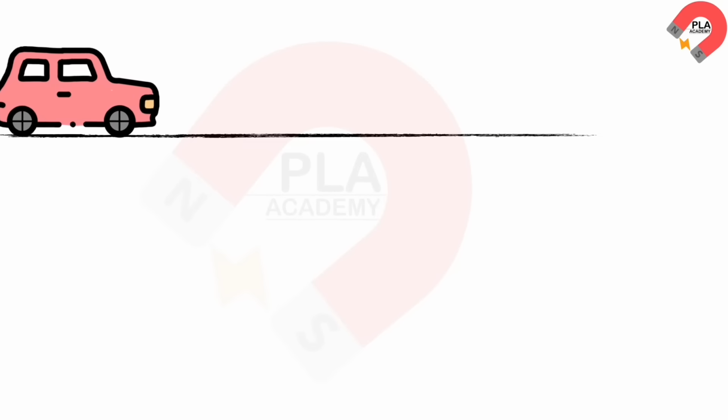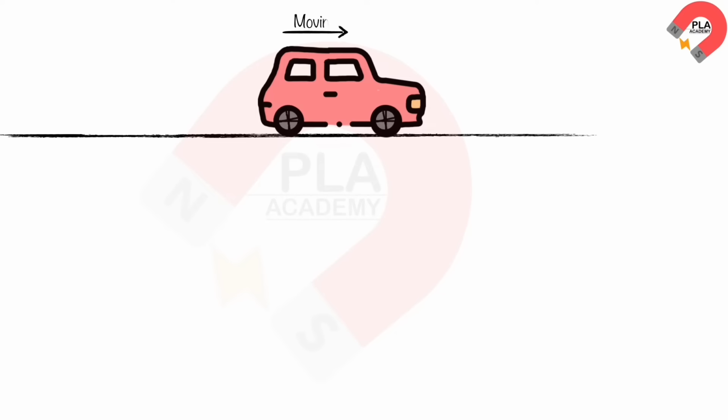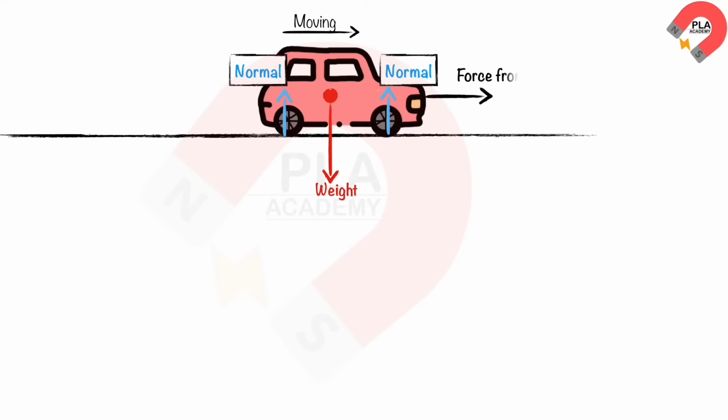When a car is moving to the right as shown, there are forces acting on the car including the weight, which acts downward. The total normal reaction force is acting upward at its wheels. The force from the engine acts forward. The air resistance acts backward.